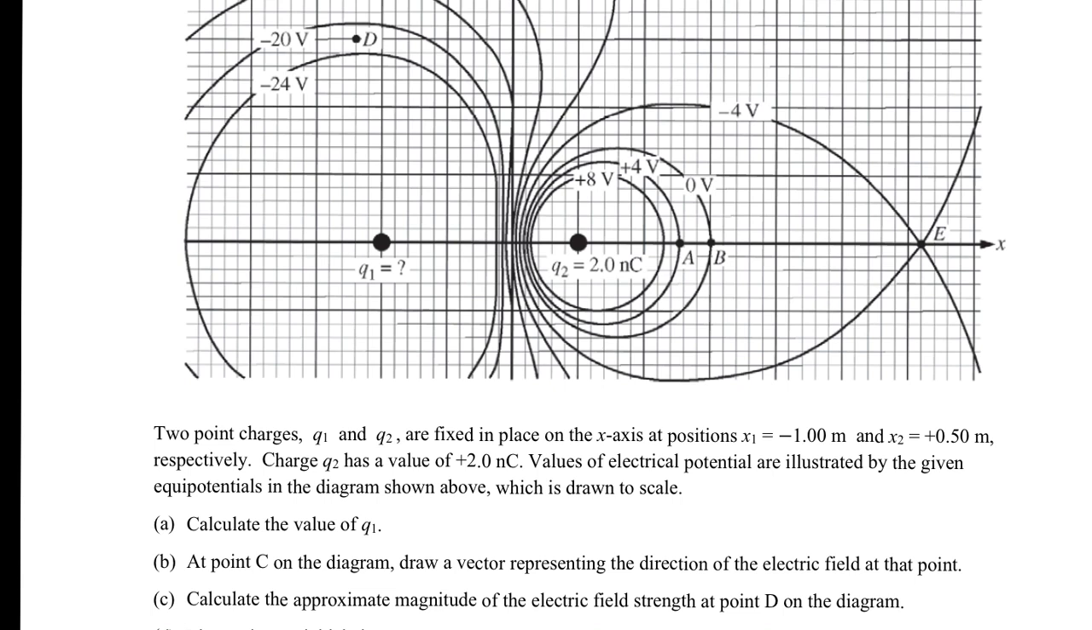Two charges, Q1 and Q2, are fixed in place on the x-axis at positions x1 equals -1 meters and x2 equals positive 5 meters. Charge Q2 has a value of positive 2.0 nanocoulombs. Values of electric potential are illustrated by the given equipotentials in the diagram shown above, which is drawn to scale.